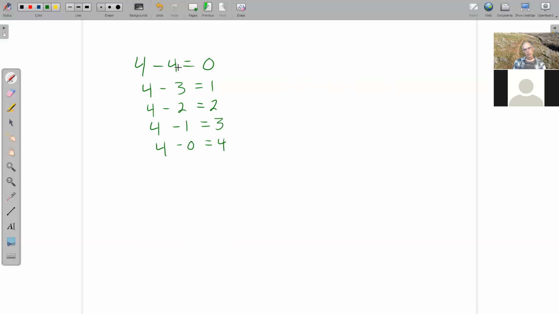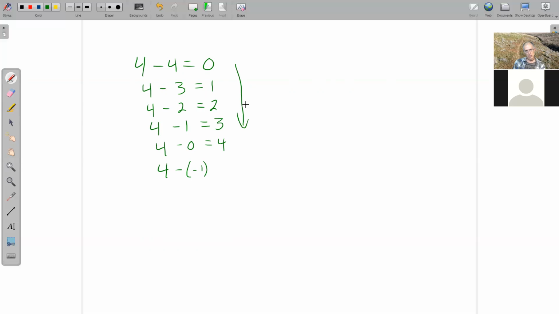And then again, we have 4, 3, 2, 1, 0. The next number in that list should be -1. So we're going to have a 4 minus -1. And so here's where some kids are going to get confused because they want to think of it as 4 minus 1 because that's where they're used to.